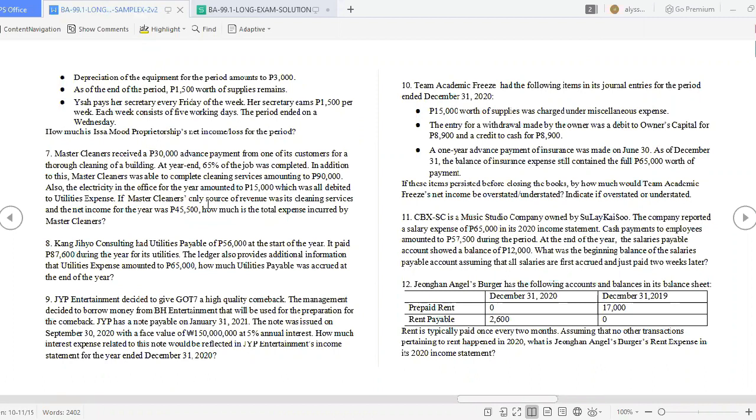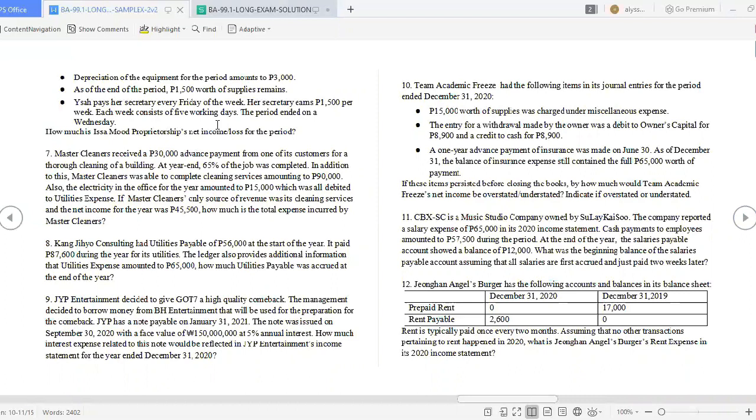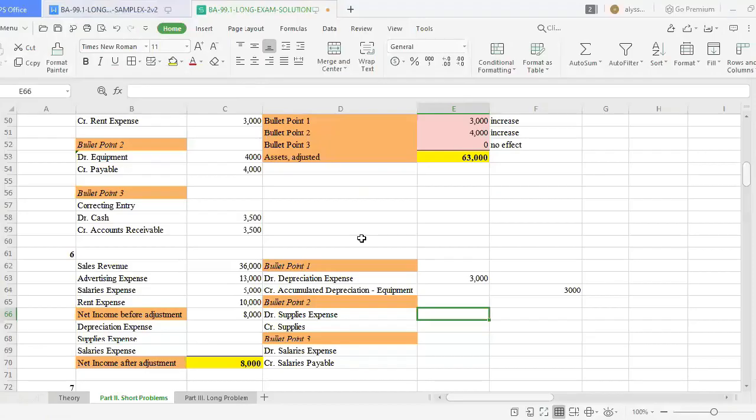The next, as of the end of the period, 1,500 worth of supplies remain. So from what we know, the total supplies is 3,000. At the end, it's only now 1,500. So we record the 1,500 assets. So we do recognize the supplies, we credit 1,500, then we debit the supplies expense.